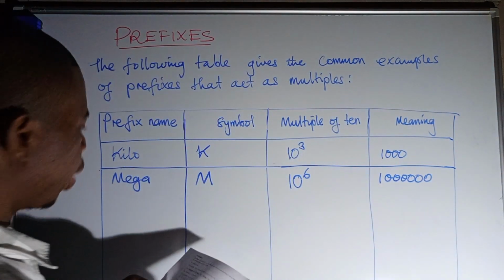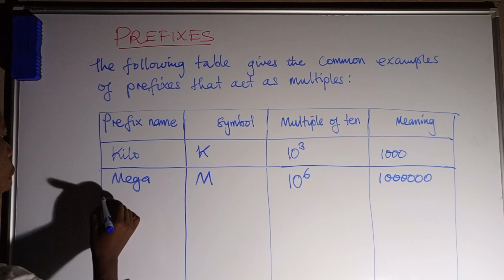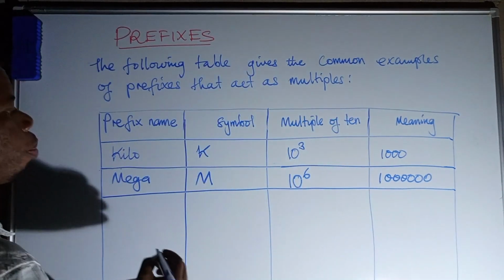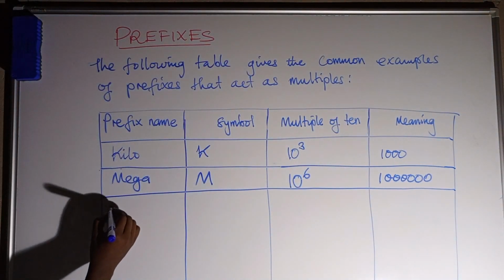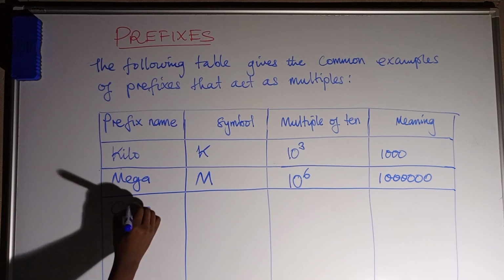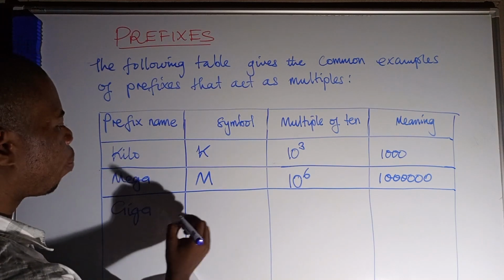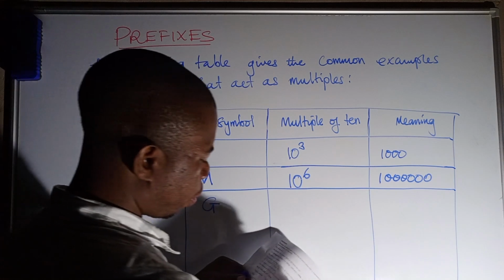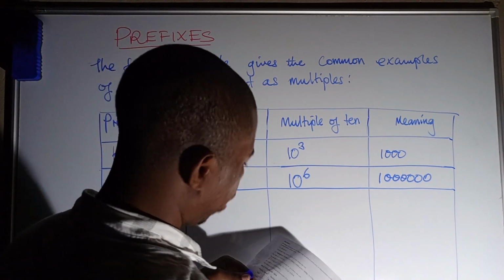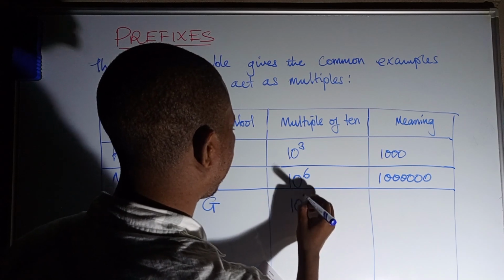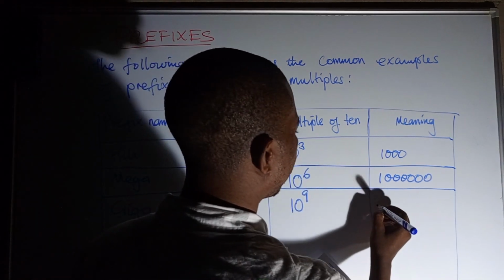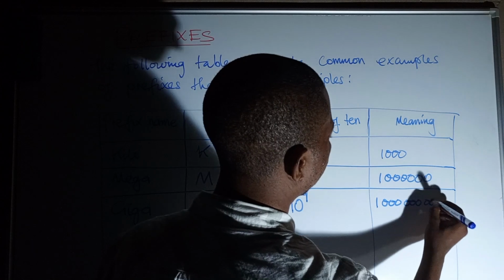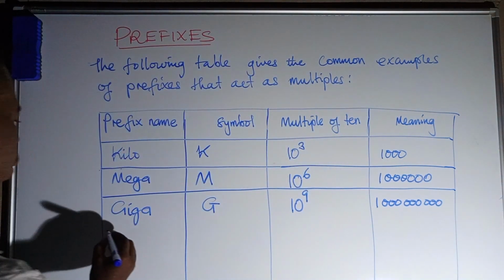Then another one is Giga. These ones that I'm giving you are the most common ones that you come across at this level. Gigahertz or gigabyte. The symbol is capital G, and it represents 10 to the power 9, which means 1 and 9 zeros, like that.